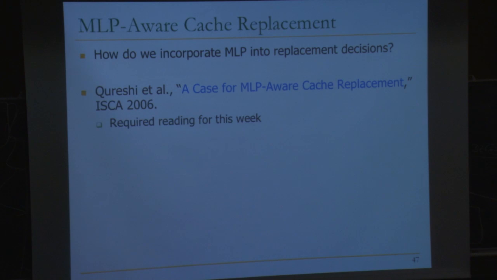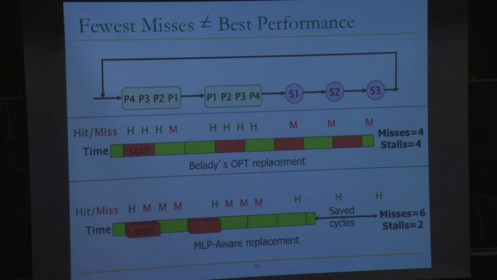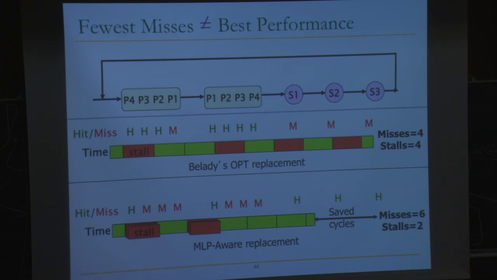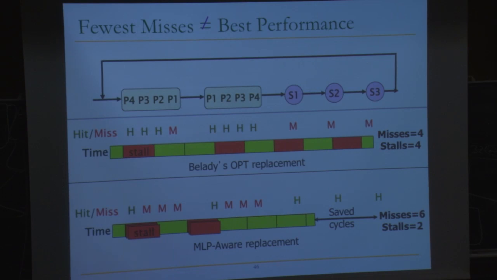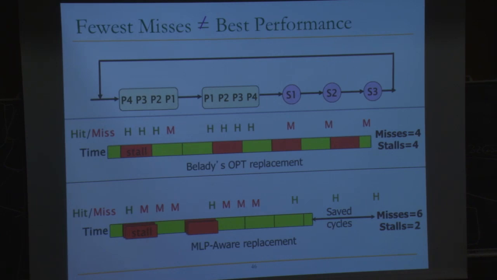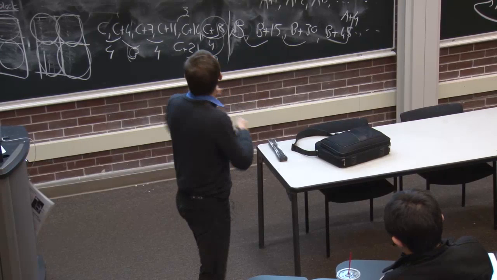And you can imagine the processor keeping track of the cost of each block, right? And that's the idea. Whenever you bring in a cache block, see how many other blocks were serviced in parallel with that cache block, and store that with some accuracy in the cache. That gives you an idea of whether this miss was serial or parallel. And when you're replacing, replace the block that was not brought in with many other blocks.